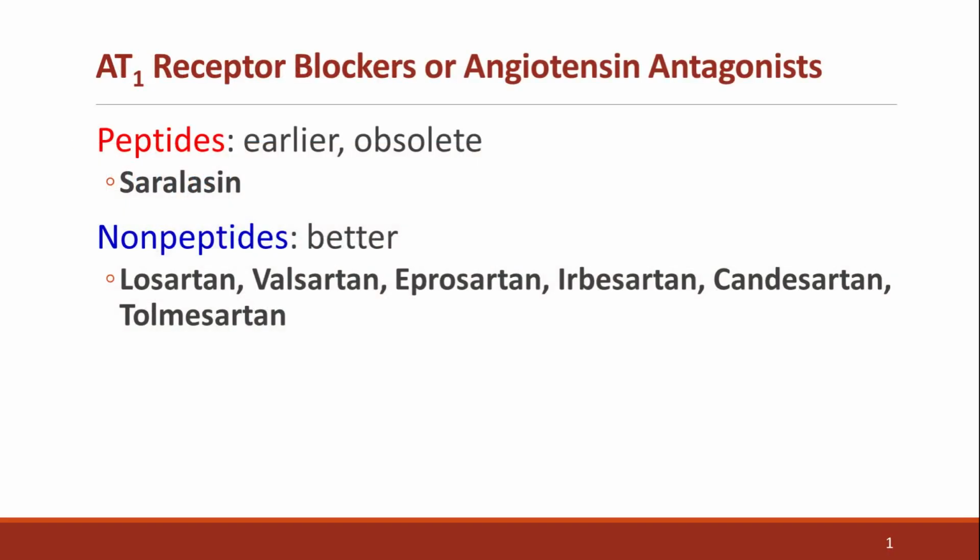Next are the angiotensin II receptor blockers, ARBs. Early peptide agents like saralasin are now obsolete, replaced by non-peptides such as losartan, valsartan, irbesartan, candesartan, and eprosartan. Because being peptide, it had to be given intravenously and could cause severe hypersensitivity.